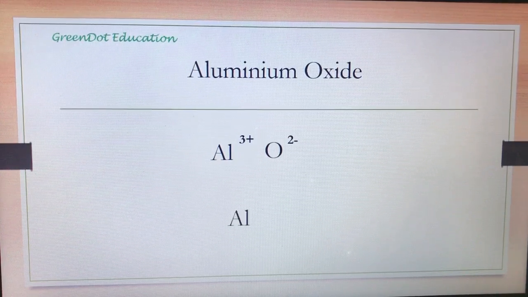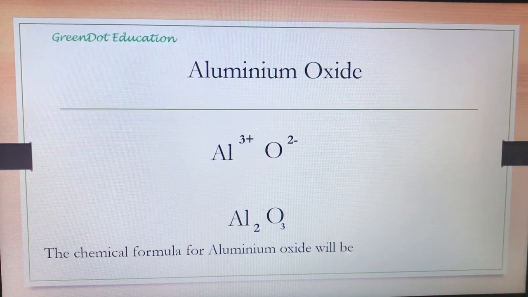So writing these chemicals or elements together and crisscrossing their valencies, we get the chemical formula for aluminium oxide as Al2O3. So the chemical formula for aluminium oxide will be Al2O3.